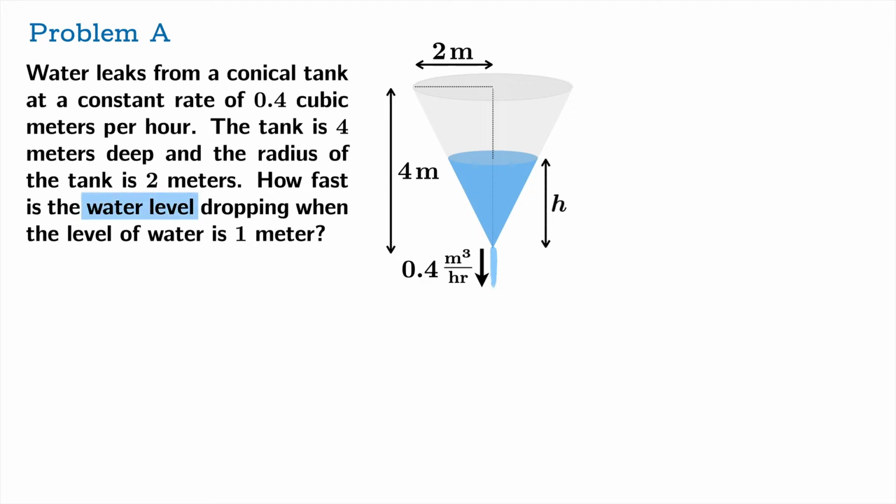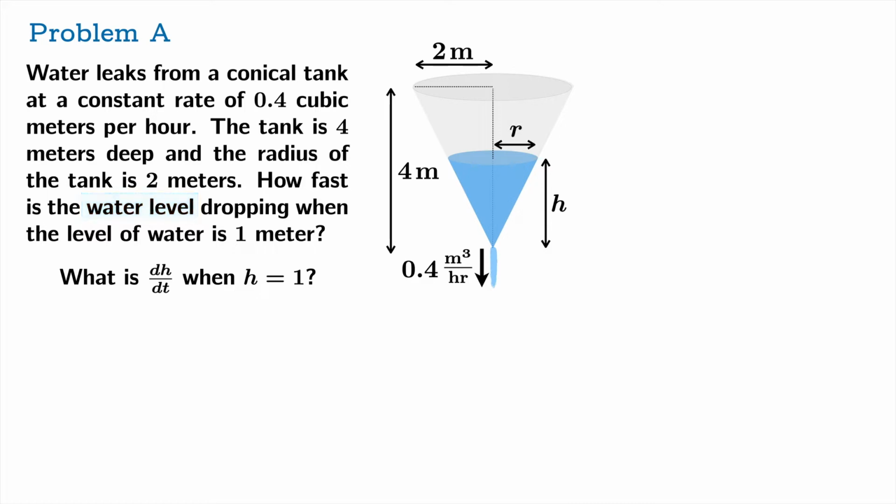So the water level, let's give it a name. Let's call it h. And now our question, how fast is the water level dropping, amounts to asking what is the value of dh/dt, the rate of change of h with respect to time t. And the moment we want to figure out this quantity is when h equals 1. So our question boils down to what is dh/dt when h equals 1.